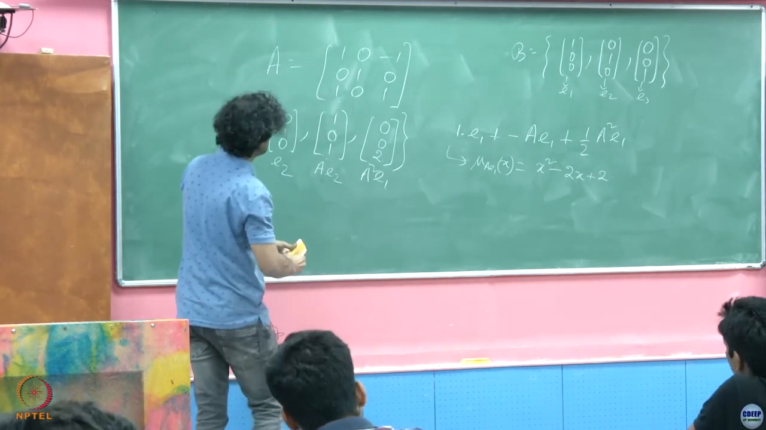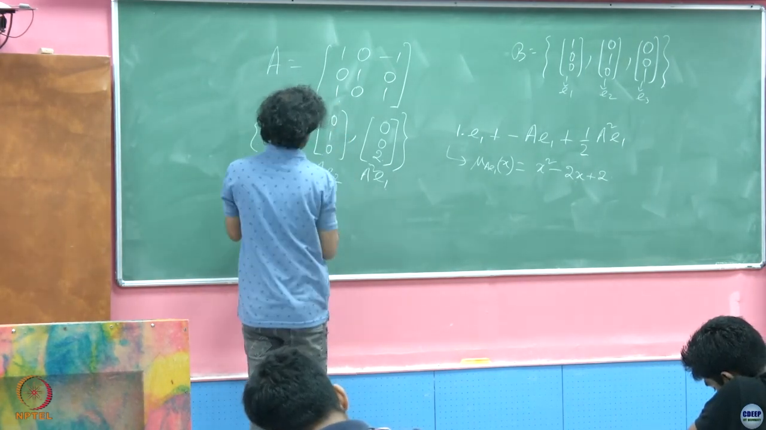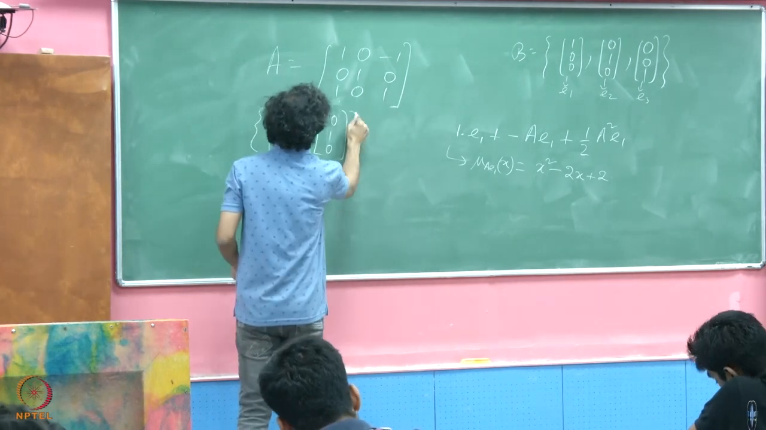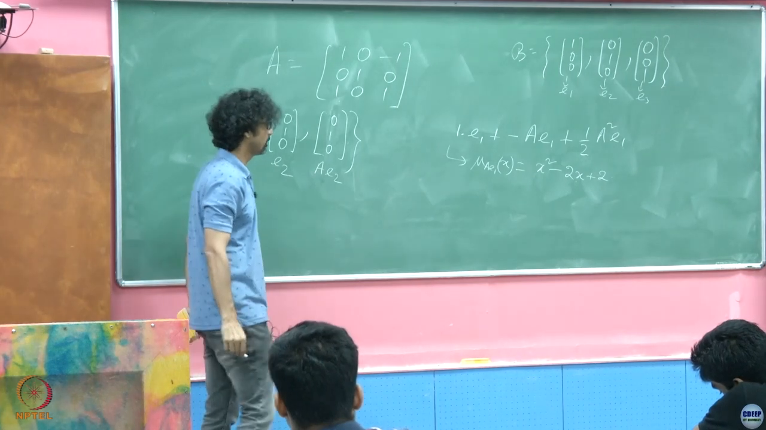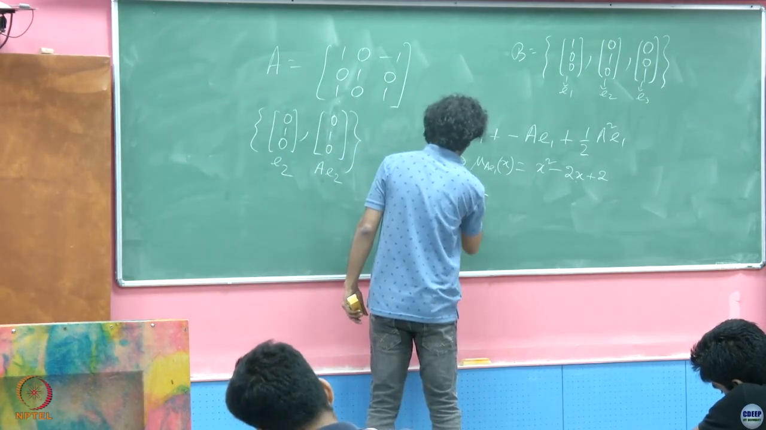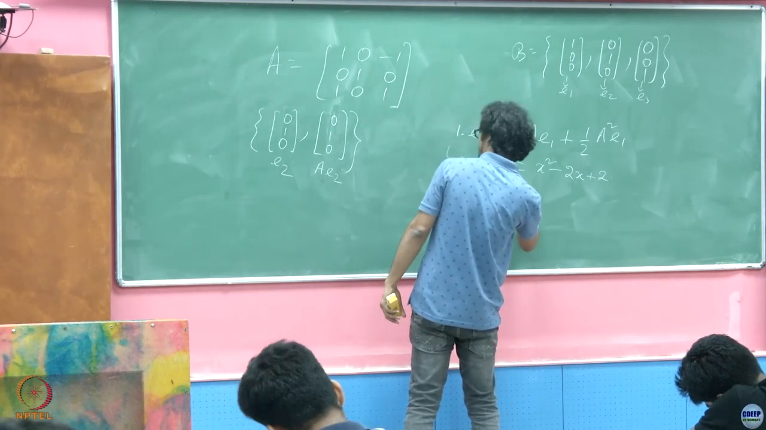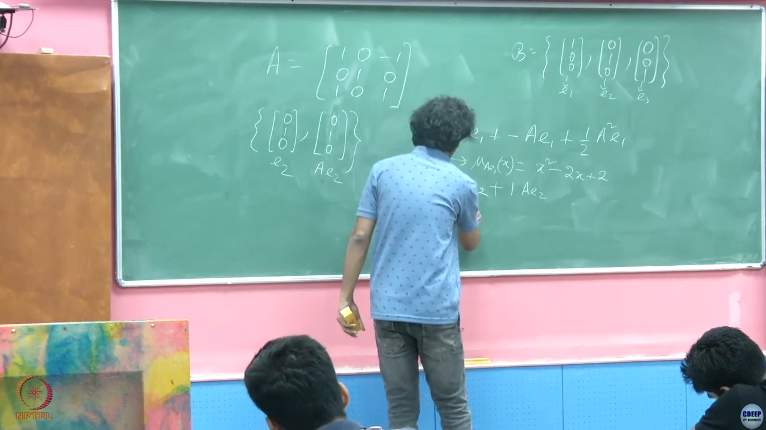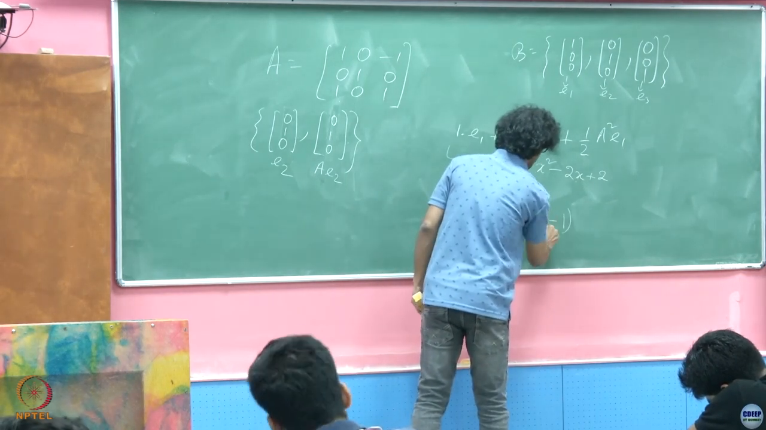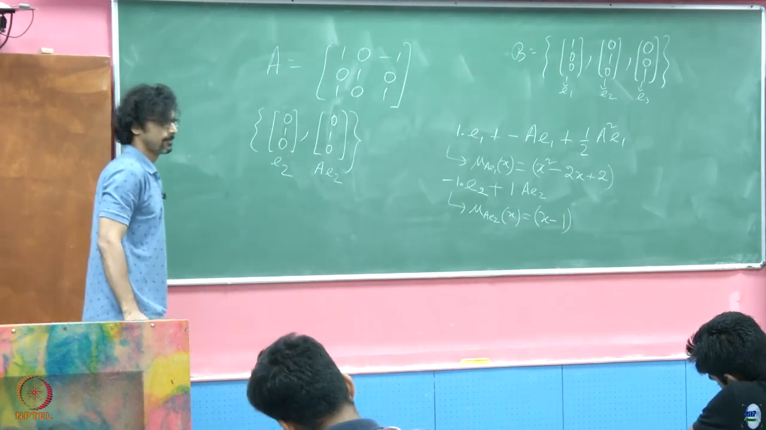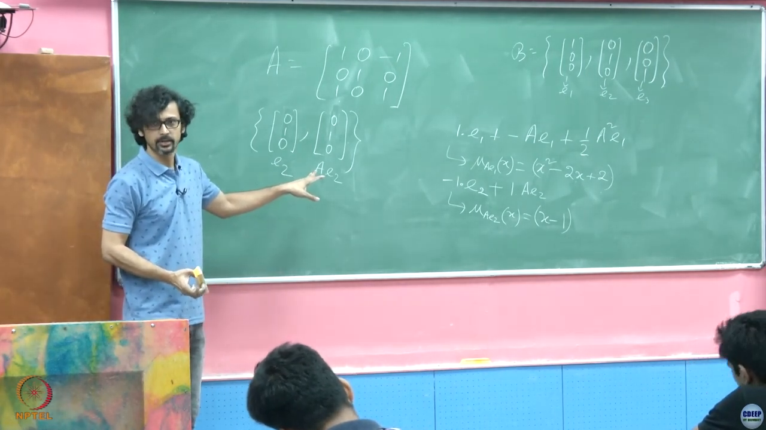What is AE2? It's just going to pick out the second column, and the second column is again a repetition. So it's even easier. You see why I have employed all my cunning in choosing all this? So of course, what is the polynomial? It's basically E2, or rather, let's put minus here and plus, because I want a monic, 1 times AE2, which leads to mu AE2 given by x minus 1, right? So far, whatever calculations we are doing is fine.